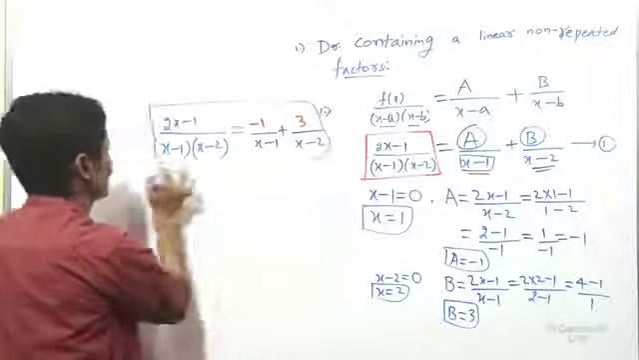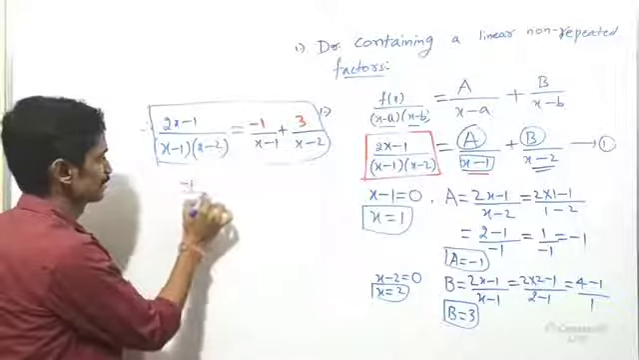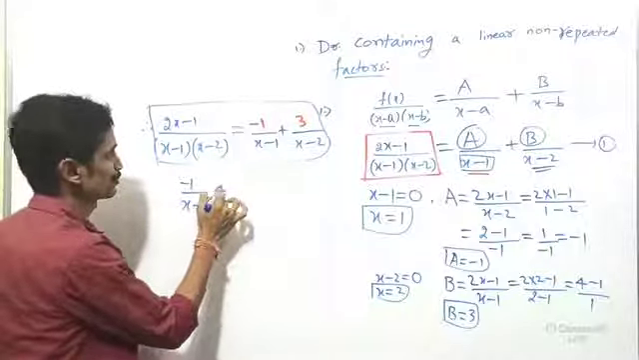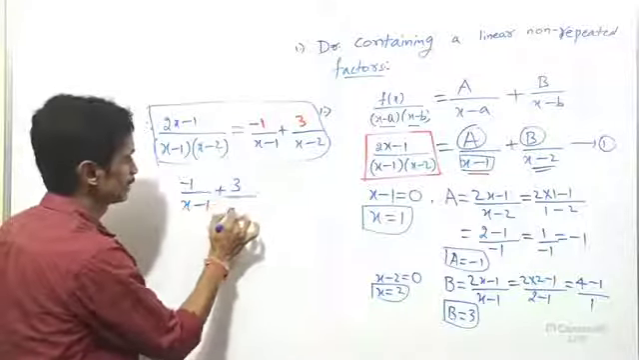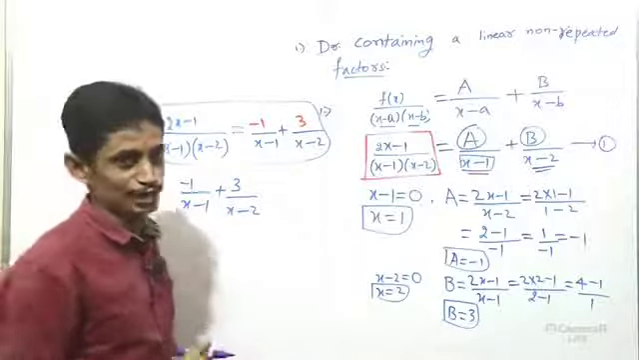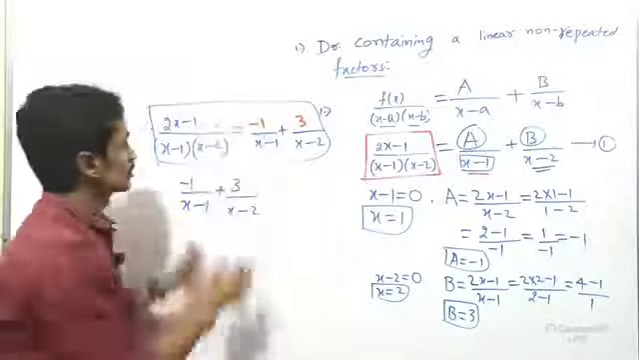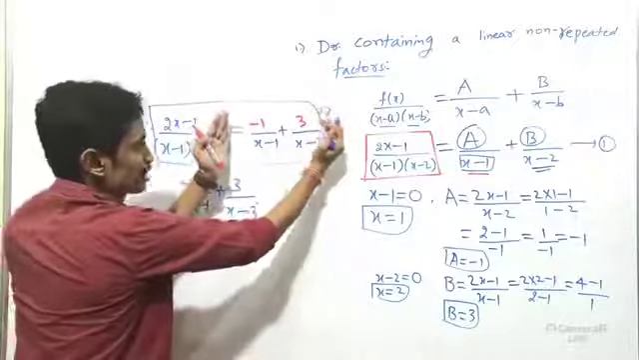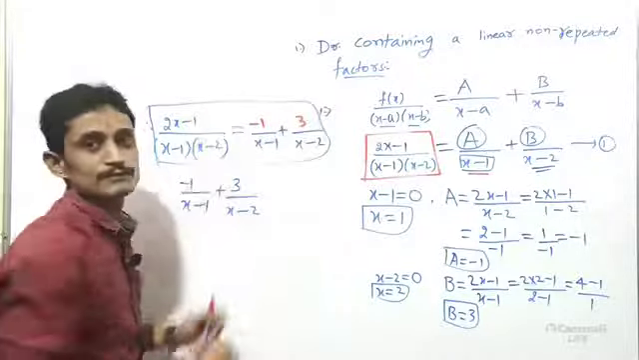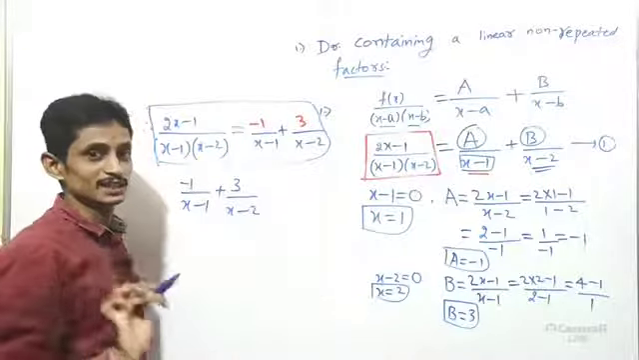In school time, you did the reverse: the sum of two. The sum of means minus 1 divided by x minus 1 plus 3 divided by x minus 2. What is the result of this? This type of question we did in school time. Today, we are reversing that one. The single proper fraction we are splitting up as the sum of two proper fractions. Whether my answer is correct or not.